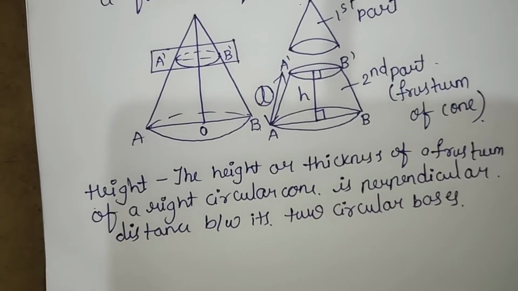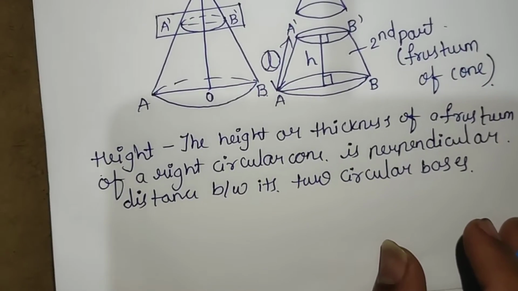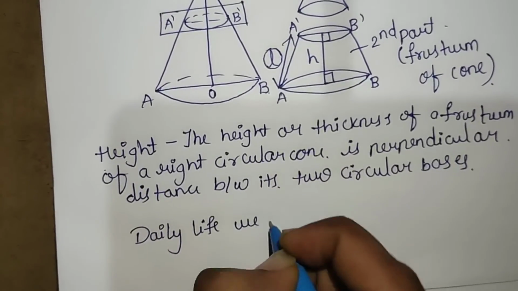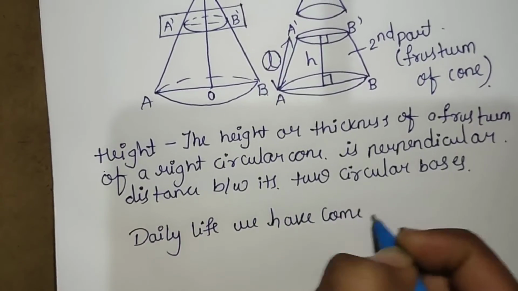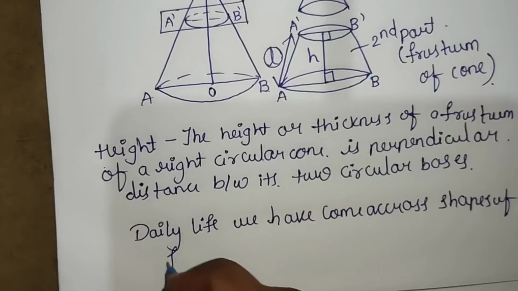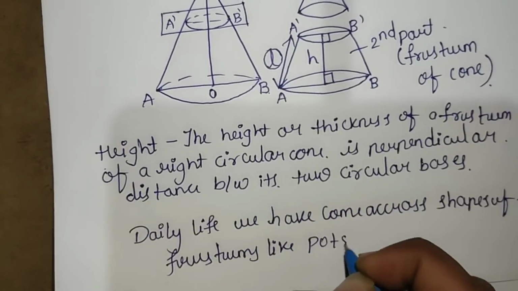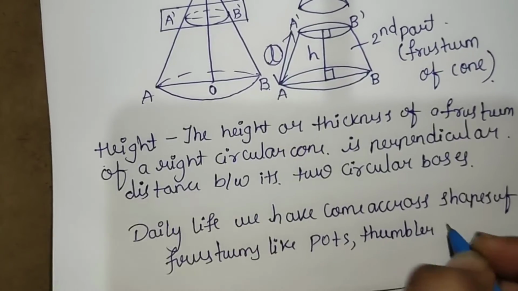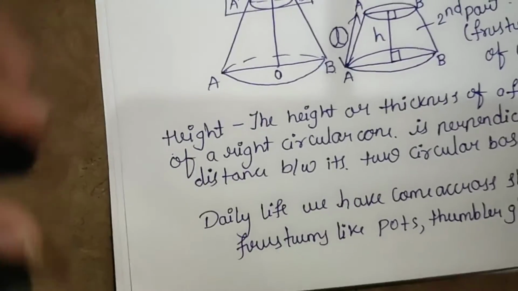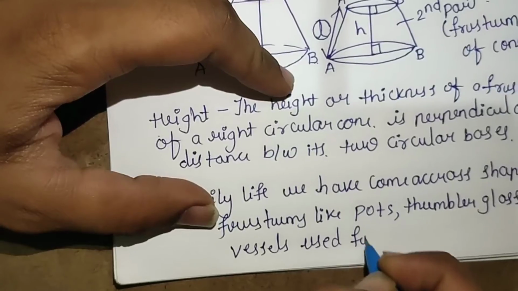Now let us discuss the formulas of frustum. Before this, let us discuss the shapes of the frustum in our daily life. In daily life, we have come across shapes of frustums like pots, tumblers, tumbler glasses, that is, what we use to drink water, and vessels used for cooking food.